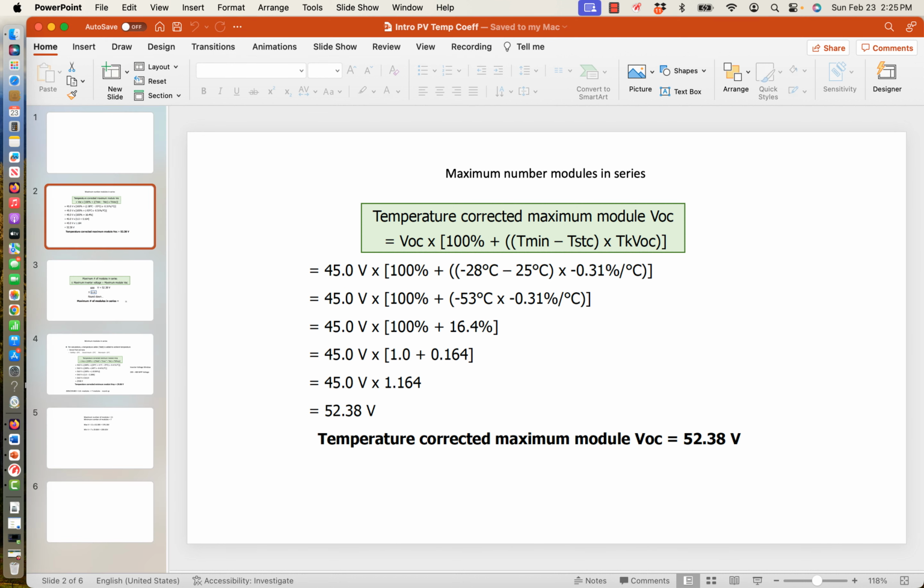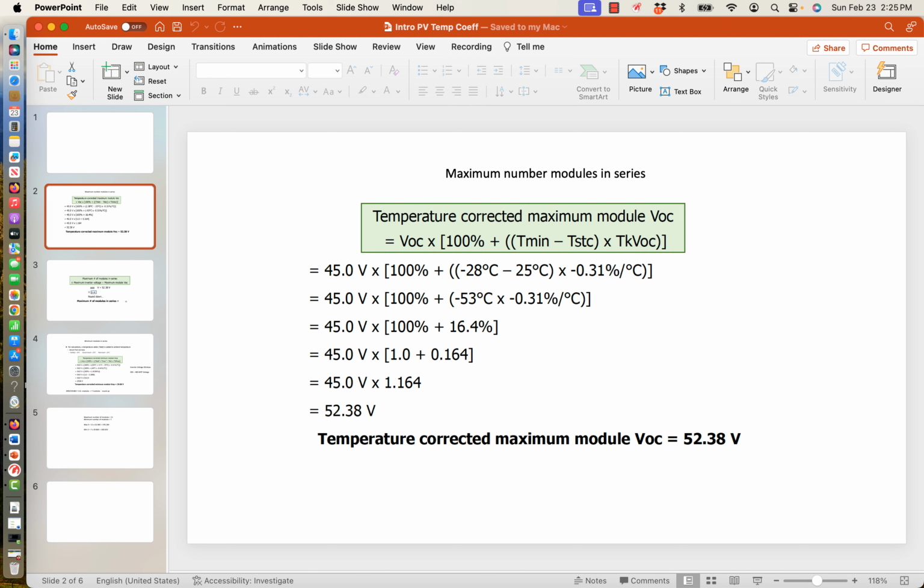Okay, hi. This is the stuff that we covered last Wednesday in class. So this is the temperature coefficient, determining the maximum and minimum number of modules that you would put in series for a series string inverter. Here's the equation right here.